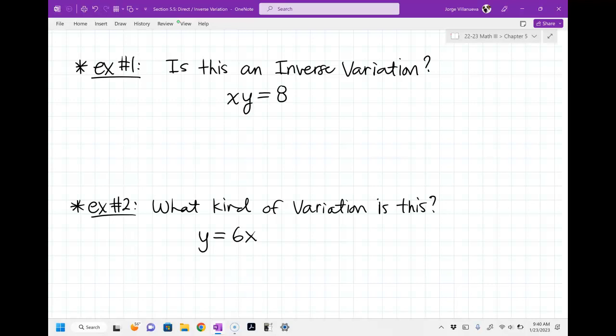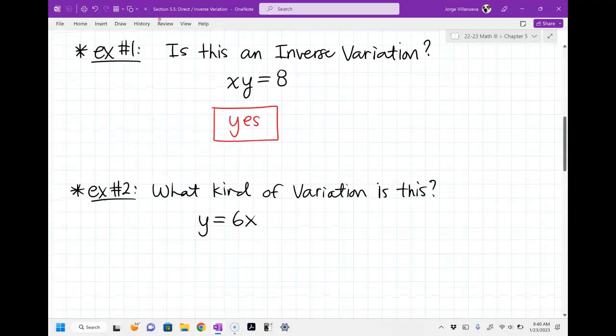Yeah, so you're just going to write yes. Or on your homework, you'll just choose yes. Or maybe instead of is this an inverse variation, it might say what kind of variation is it? And then multiple choice, you'll just choose inverse. I know on the homework, I think it's all multiple choice. So, is this an inverse variation? Yes. Why? Because it looks like xy equals k. That's why it's an inverse variation.